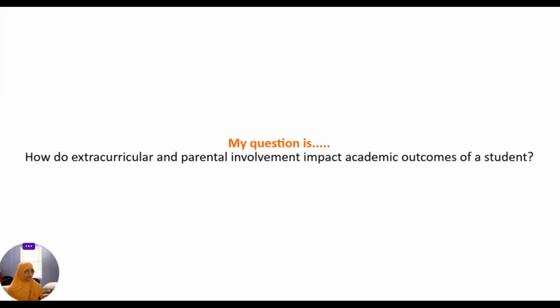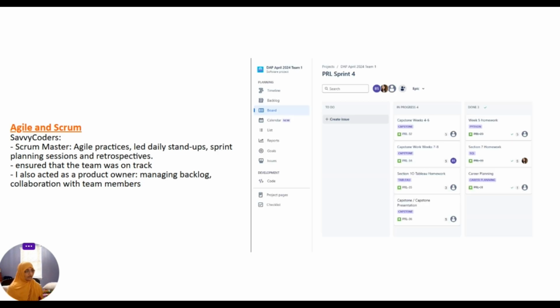My question is, how do extracurricular and parental involvement impact academic outcomes of a student? But before starting with this, I want to talk about Agile and Scrum.